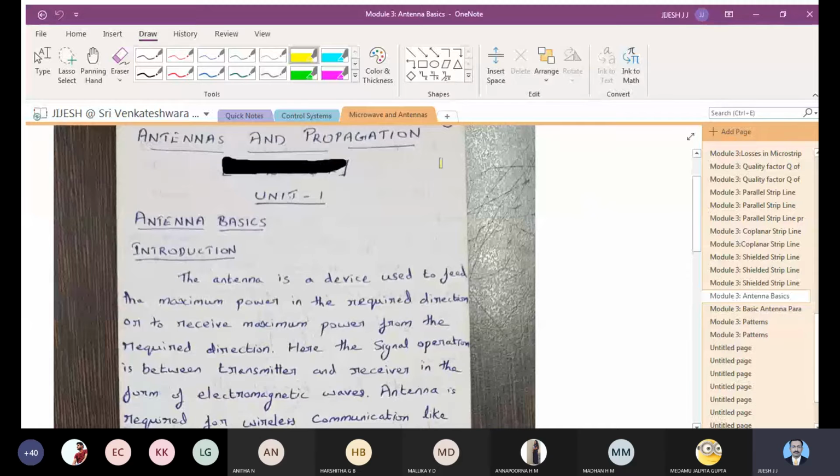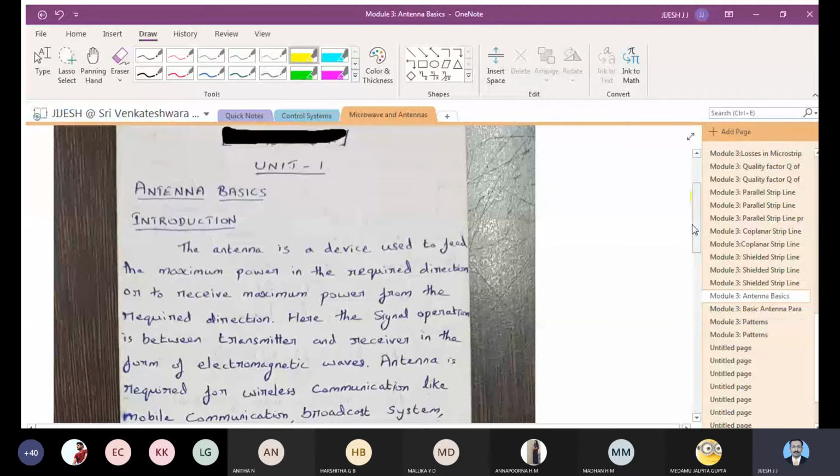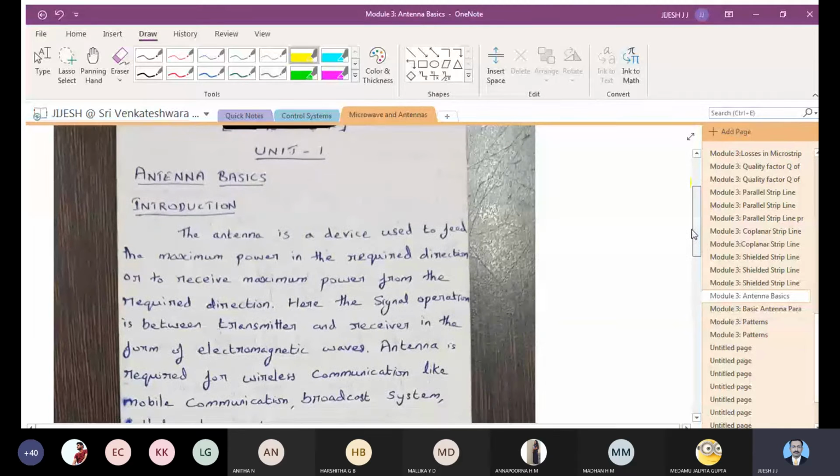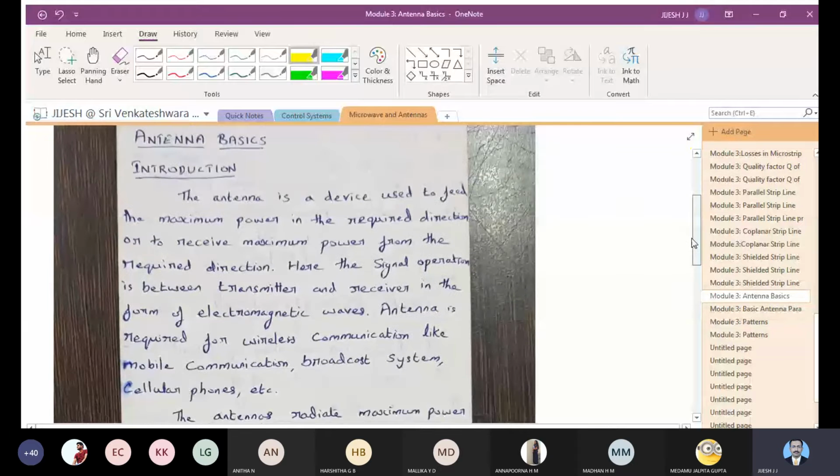So just write down antenna basics. Write down this introduction. It is module 3, antenna basics.